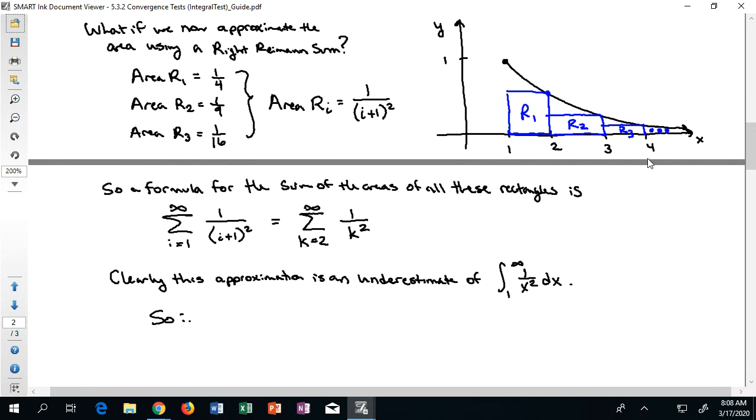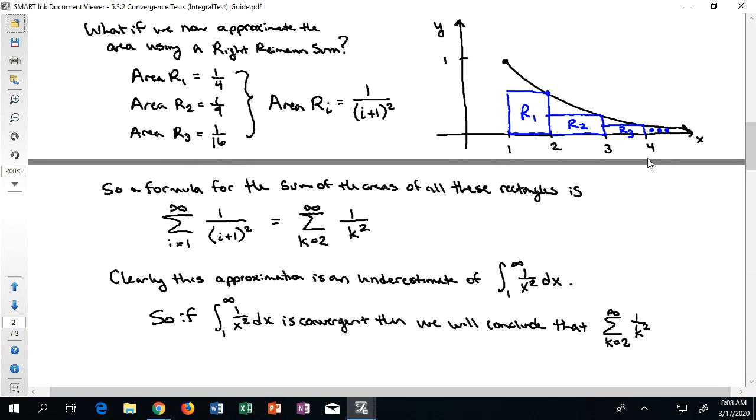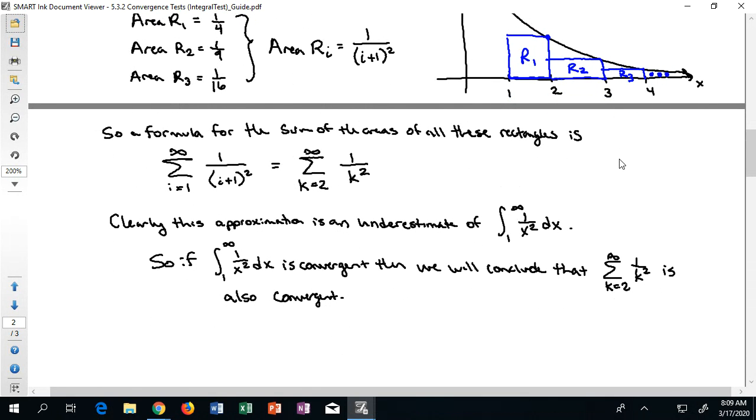So if it is the case that our integral is convergent, then we will conclude that the series, notice that starts from 2 and goes on, is also convergent. Again, this is very similar to the idea we had with improper integrals. If the big function has a finite amount of area under it, then the smaller amount of stuff could not be infinite. It must probably be a smaller amount. And so we reach this conclusion of it should be convergent.